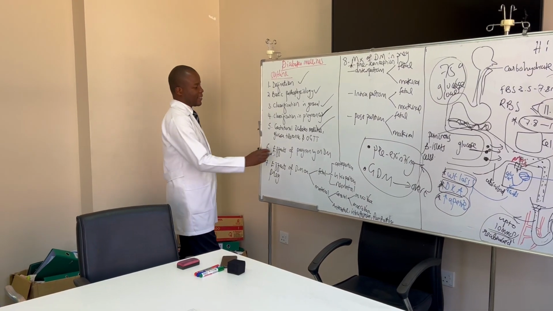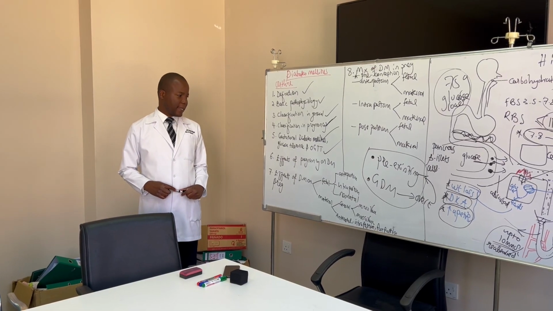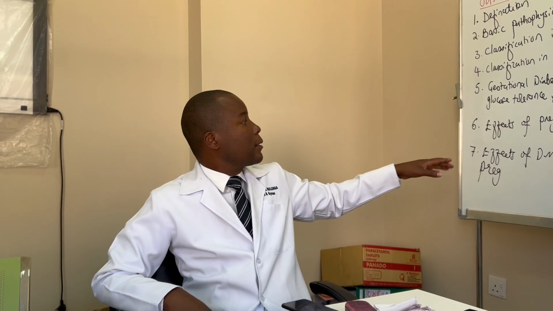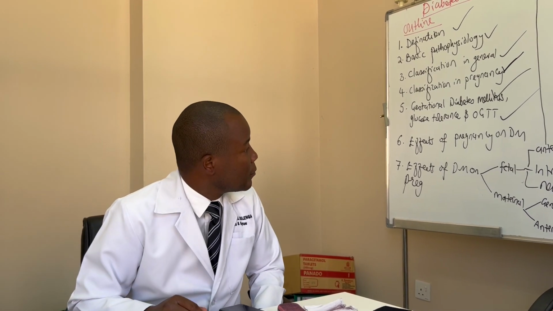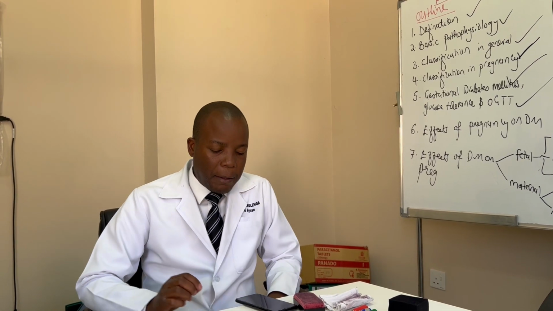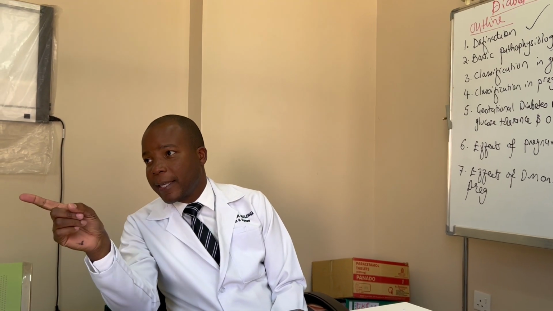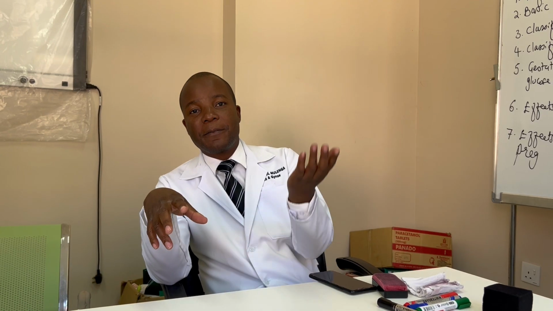Okay, having said that, effects of pregnancy on diabetes mellitus. Okay, so let's look at the effects of pregnancy on diabetes mellitus. Now, one of the things we need to know is that diabetes mellitus is encouraged or enhanced when one gets pregnant. So when one gets pregnant, diabetes celebrates. Let me put it that way. It enjoys. It even goes further up. Why is that the case?